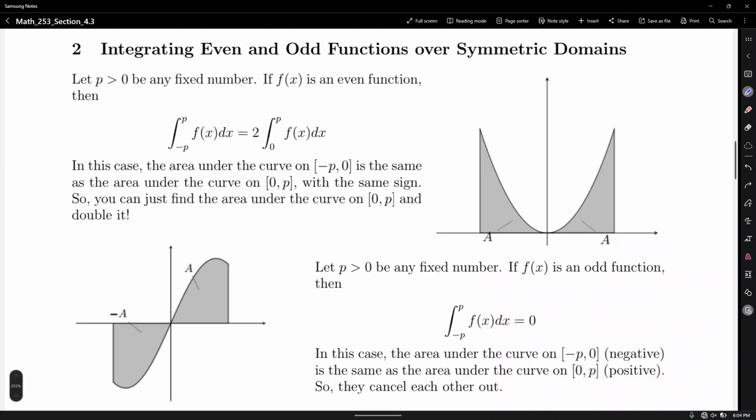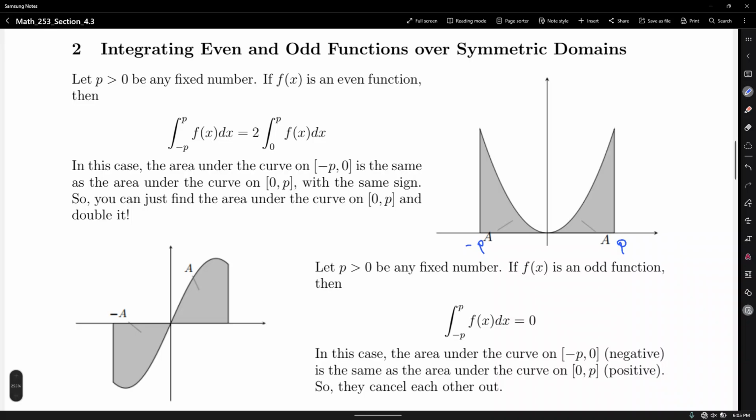So do you guys agree that if you integrate from negative p to positive p, isn't that the same as integrating from 0 to p and then multiplying your result by 2? Why do we do this? Because very often having a lower limit of 0 would actually help us simplify calculations by a lot, and that's something you might want to take advantage of. All right, so that's case number one.